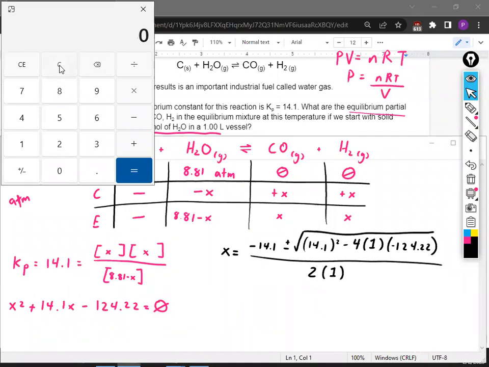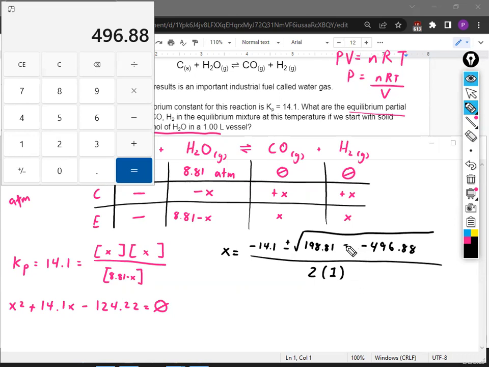So let's start with 14.1 squared. 14.1 squared is going to give you 198.81. Okay, so that's gonna be that part. Then we'll do the 4 times that stuff. So we'll do 4 times 1, so obviously 4, and then 124.22. And since that's a negative, we'll get negative 496.88. Okay. So far, so good?